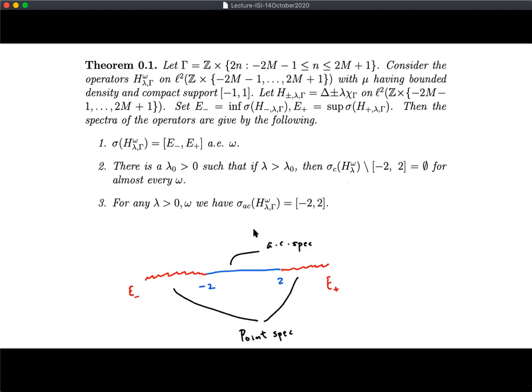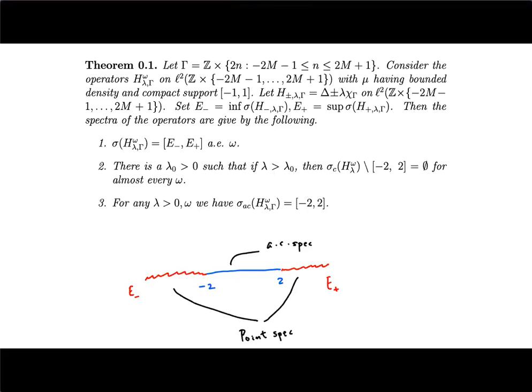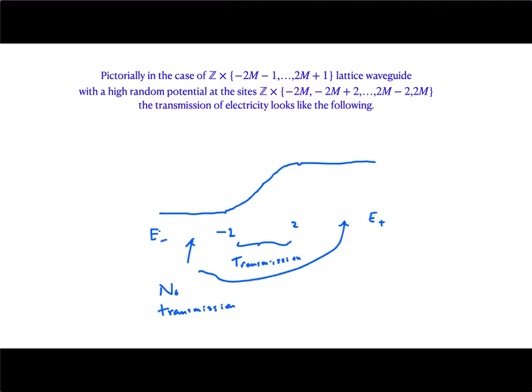Okay? So in other words, for large disorder, what you have is this blue is the absolutely continuous spectrum. It may have other spectrum also, but we just showed that there is absolutely continuous spectrum. And then from E minus to -2 and then 2 to E plus, you only have a few point spectrum, no continuous spectrum here for large lambda. So what does this mean for a waveguide? Remember, the classical waveguide is like a tube. If you speak, it will just go without attenuation.